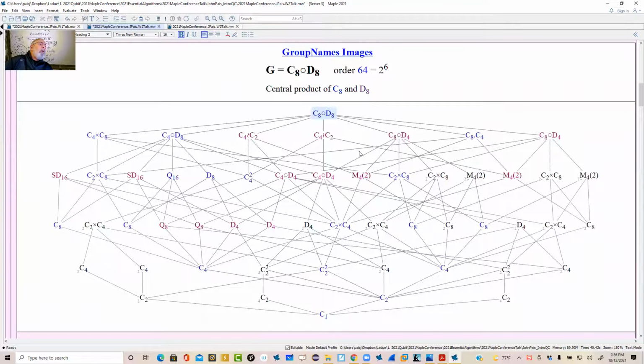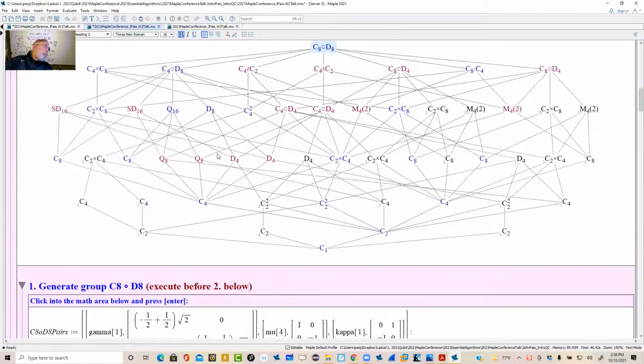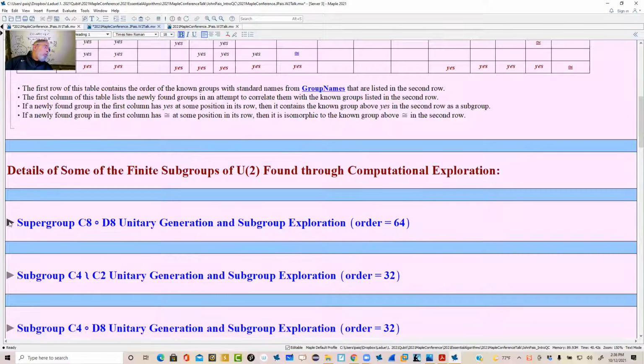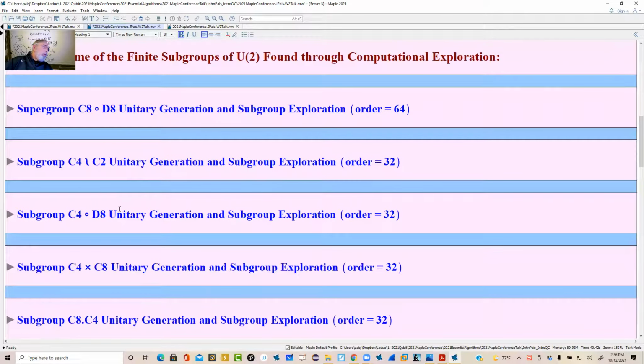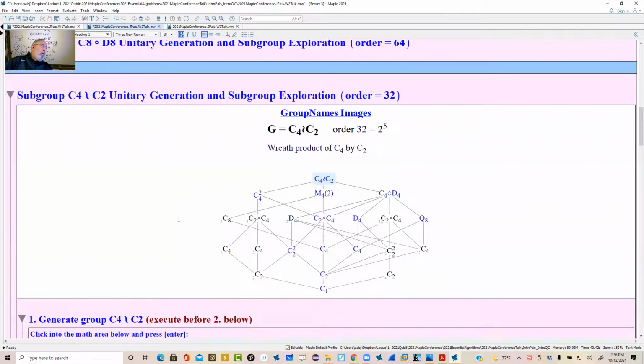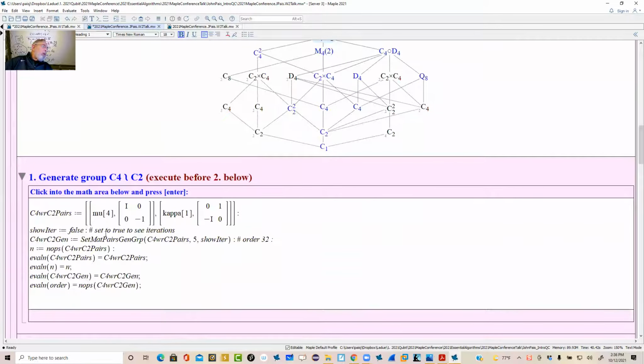look at the wreath product. That's the next one above the poly group, which is what the first 2 in the first worksheet were: Q8 and C4 circle D4. So let me close this up and go down to this first one, which is the wreath product. The generators I found for this one were what I call mu4 and kappa 1. Let me just go through this. I think this won't take very long in terms of execution time.